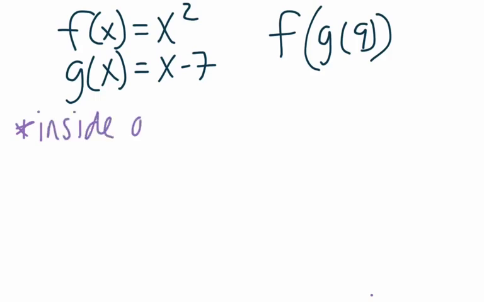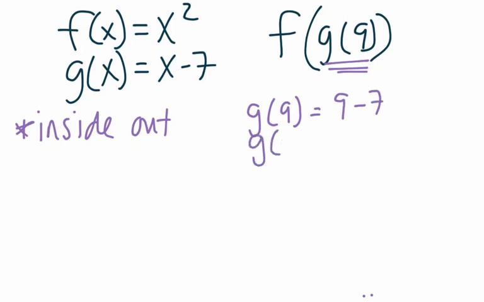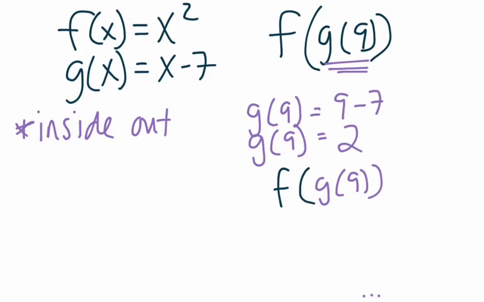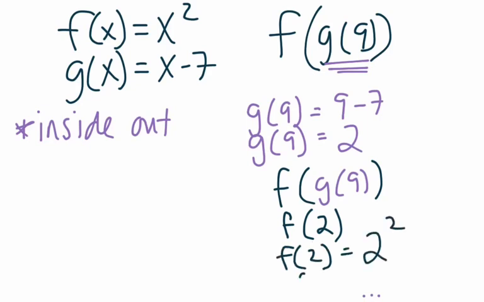You're going to work from the inside out. And so the inside there is g of 9. Well, g of 9 means you plug in a 9 for the x. And so g of 9 is 2. And so f of g of 9 is just a fancy way of saying f of 2, because g of 9 is 2. And so f of 2 would just be 2 squared. And so the answer to the problem is 4.